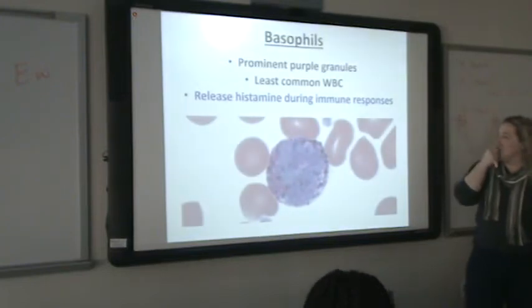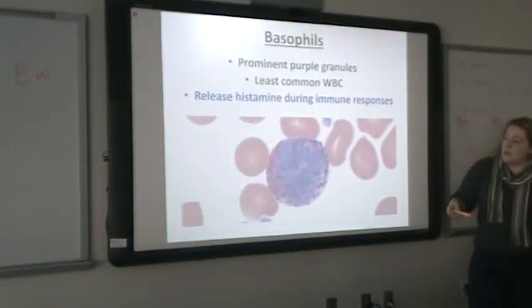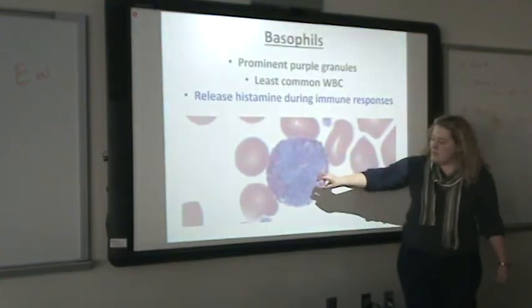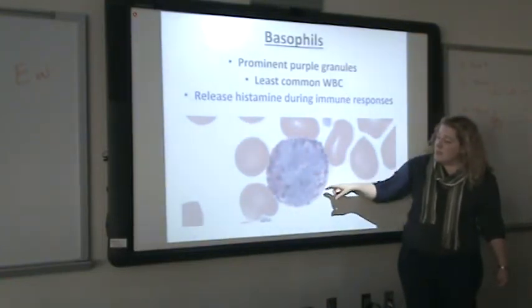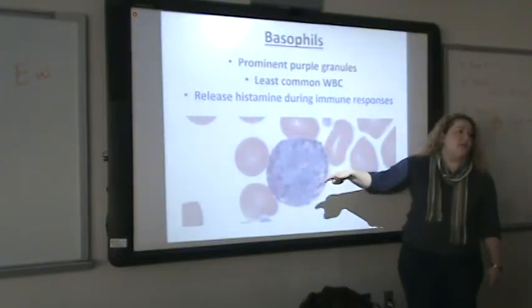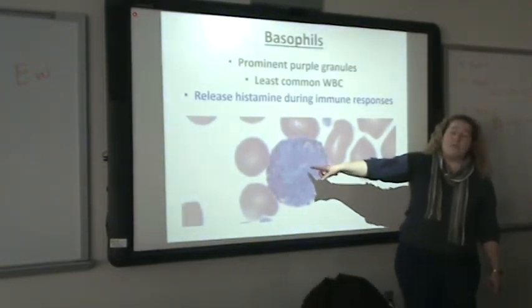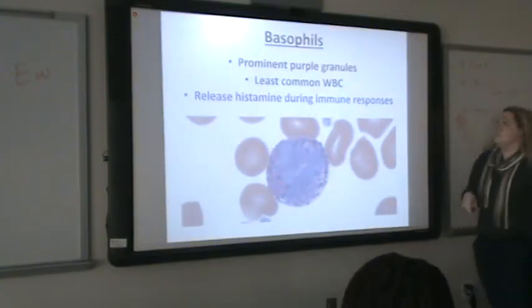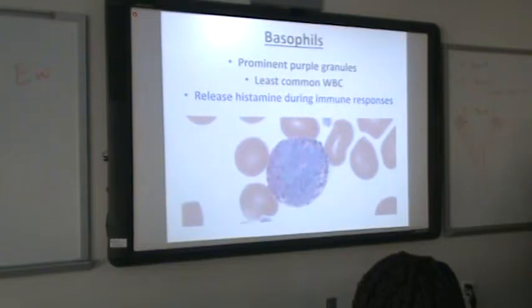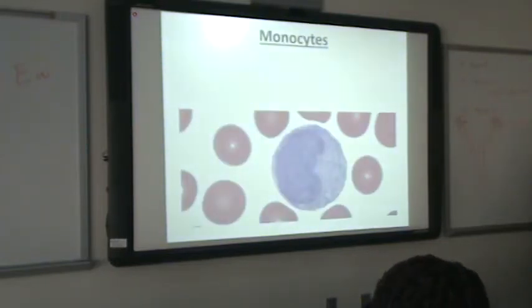They release histamine during immune responses. They're hard to tell apart from an eosinophil. They're also big. They also have very little cytoplasm, but they have purple granules, not red. That's the way to tell them apart. If you think you see one of these in lab, let me know. This is also a bonus opportunity. Basophil, bonus because it's so hard to find.